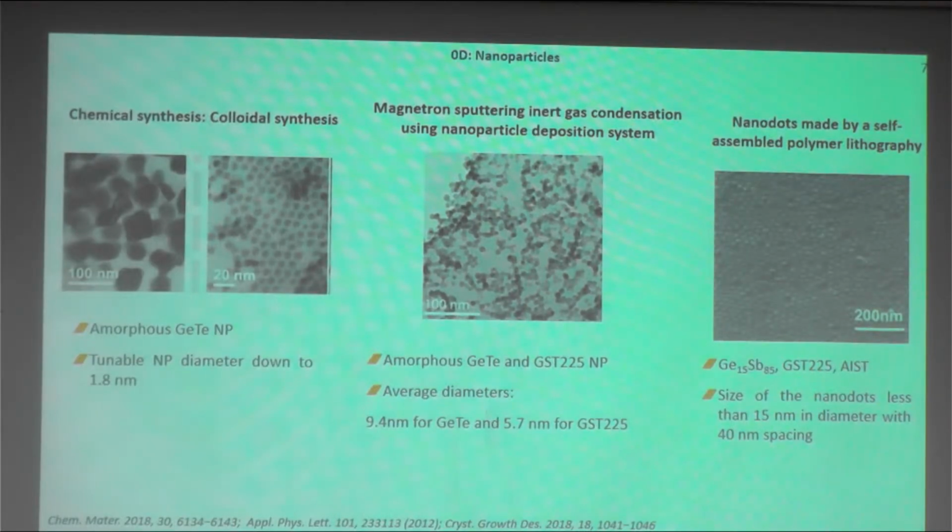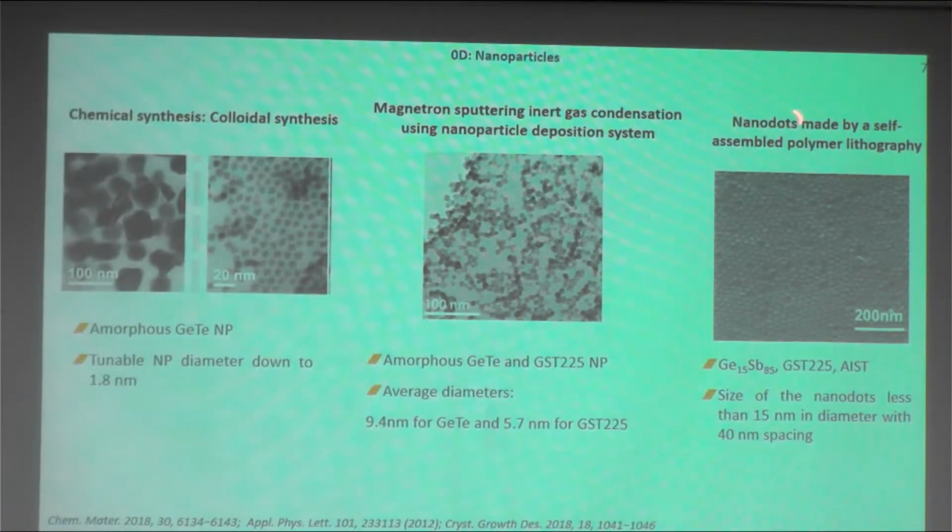Also, you can use magnetron sputtering and inert gas condensation using a nanoparticle deposition system. This is a special system. And so you can also produce amorphous germanium telluride and GST225 nanoparticles with diameters which can be reduced to 9.4 nanometers, and for GST, 2.7 nanometers.